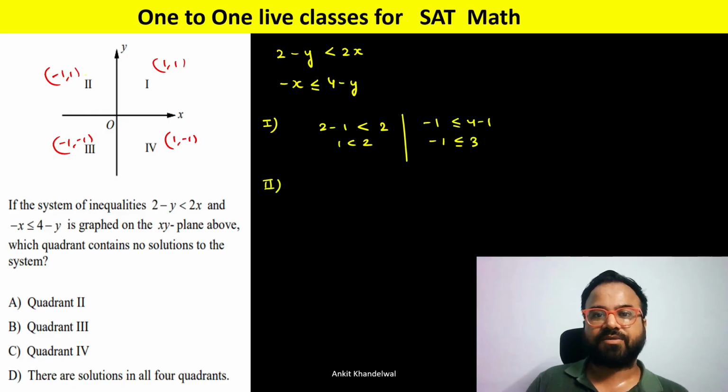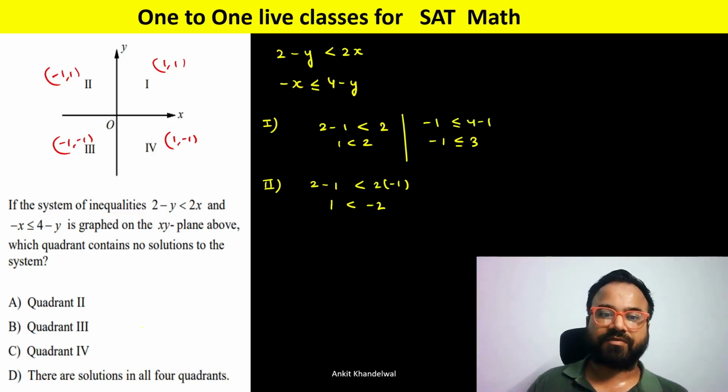Now in the second quadrant, minus 1 comma 1. Minus 1 comma 1 means in place of x you have to put minus 1, in place of y we have to put 1. So 1 is less than minus 2, so this is false, because in the second quadrant we don't have the solution. Since we are not getting any solution in the second one, there is no need to check the third and the fourth one. Directly we can go with option A. In the second quadrant, no solution is there.